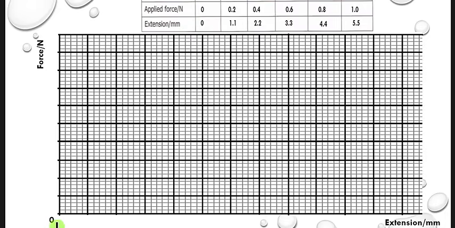Now you need to look at what we call the scale. The scale must be such that the values you plot here must suit. When you look at force applied, you are beginning from 0 up to 1. So the values that must be put here must fall within this. It is simple. You look at it as uniform: 0.2, 0.4, 0.6, 0.8, 1.